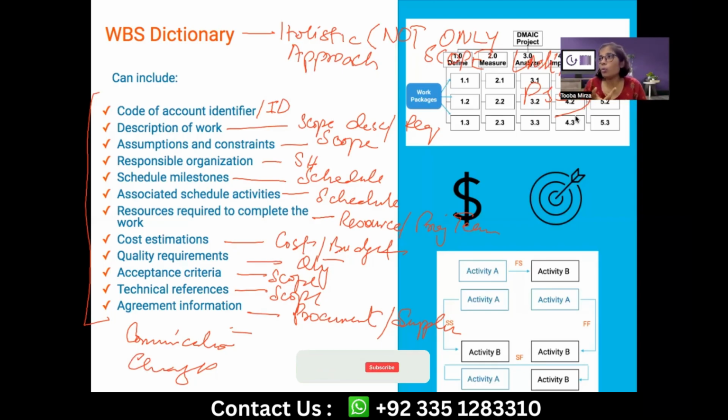The scope statement doesn't talk about a schedule. The scope statement doesn't talk about activities. The scope statement doesn't talk about start date and end date. Doesn't talk about dependencies. It doesn't talk about cost, resources. No, not at all. But WBS does talk about it.